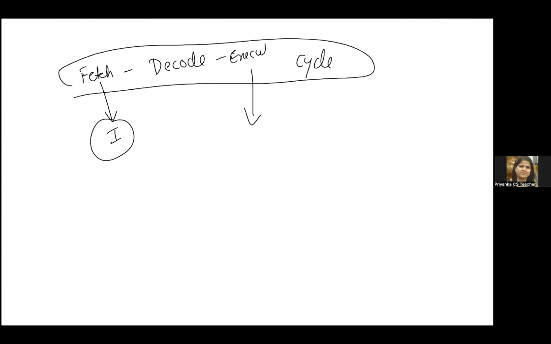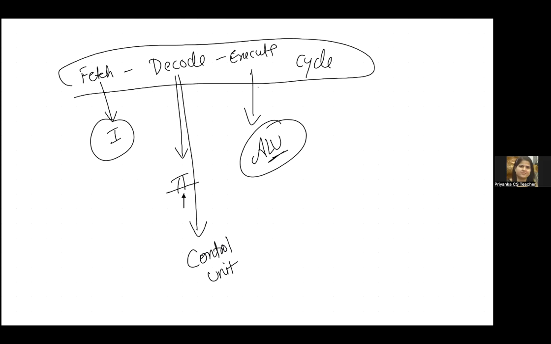So decode stage is the second stage. Decode is the stage where the instruction is decoded within the CPU. Decoded means the control unit will guide the arithmetic logic unit on what it has to do with the given instruction or data. This decoding is done by the control unit, and execution is done by the arithmetic logic unit of the computer CPU. Execute is the stage where the instruction is executed.